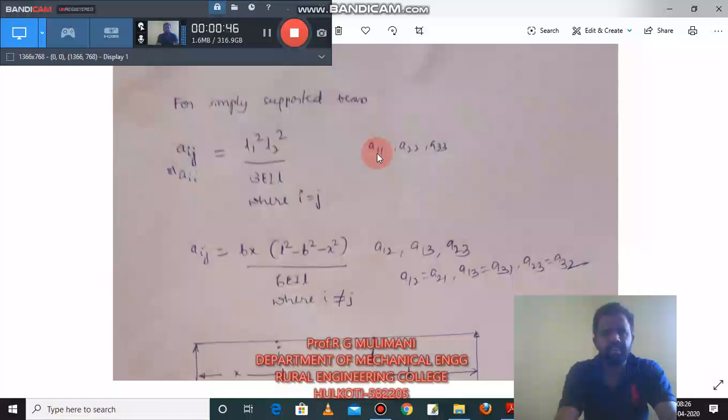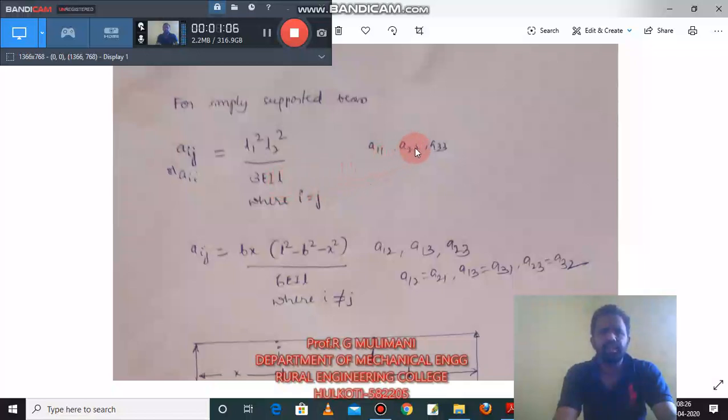To find the A11, the position of the mass 1 with respect to the left support, that is L1, and the position of the mass 1 with respect to the right support, that is L2, and this L is the total length.